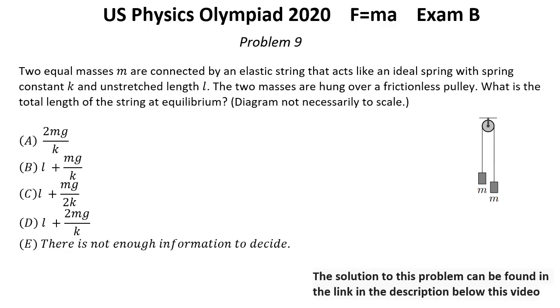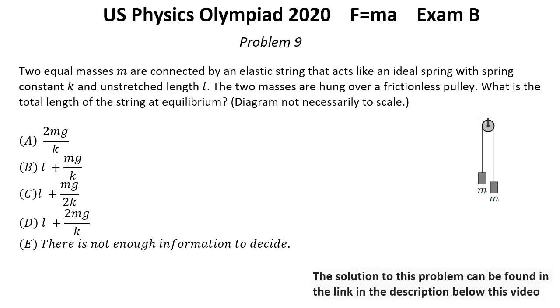Problem number 9. Two equal masses m are connected by an elastic string that acts like an ideal spring with the spring constant k and the unstretched length L. The two masses are hung over a frictionless pulley. What is the total length of the string at equilibrium? Diagram not necessarily to scale.